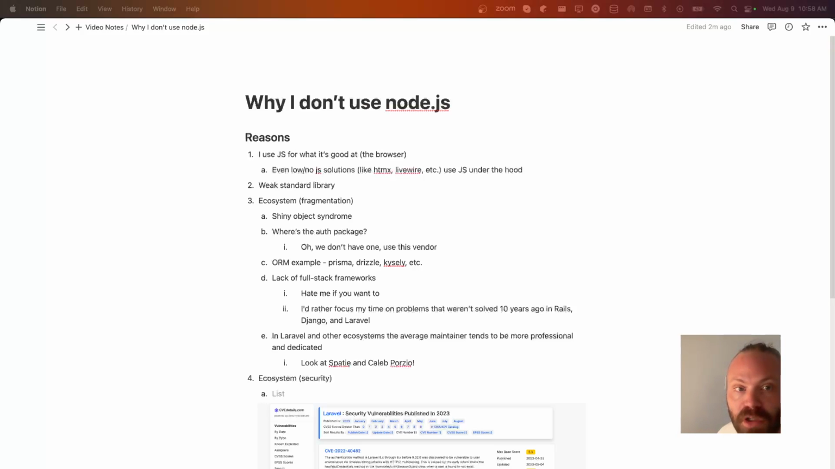And today I wanted to talk about a topic that is very likely to alienate a lot of the people I used to work with in Silicon Valley. But this is why I personally don't like or use Node.js. So I have my little outline here.